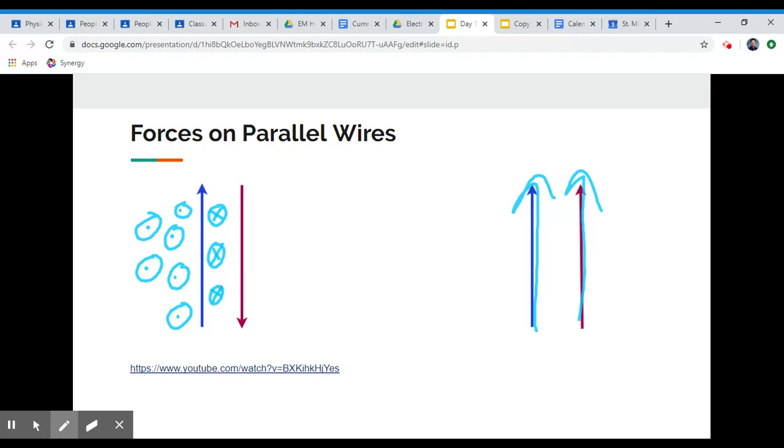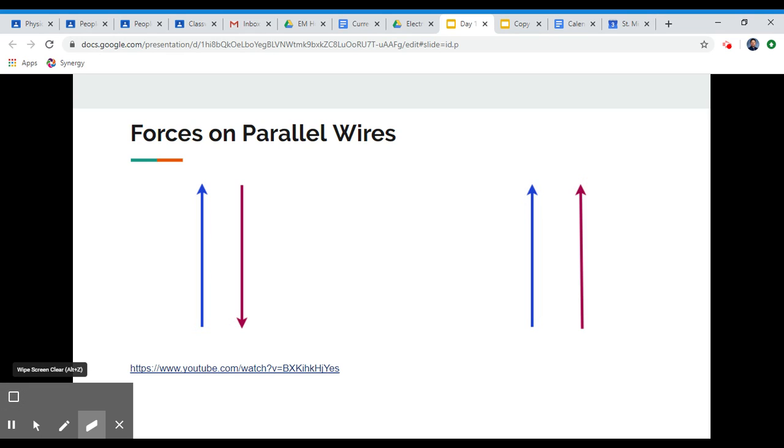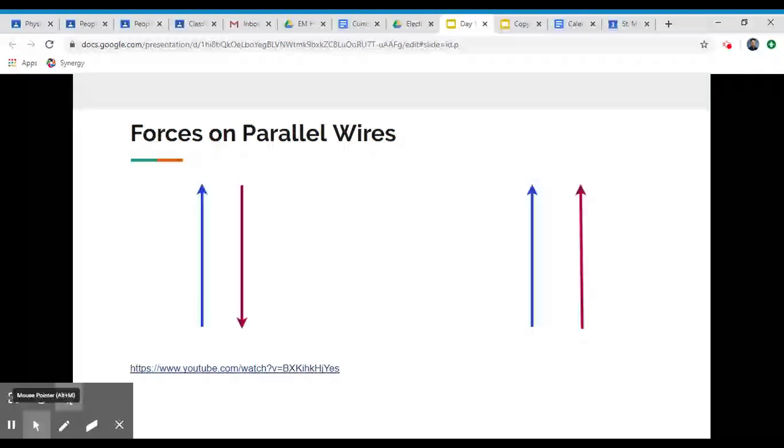Please watch this video, though, down here at the bottom. You can either watch that now or you can watch it in a little bit after I explain the equation. That video does a really good job of explaining parallel wires and how they're either going to repel or attract one another depending on if the currents are going in the same direction or in opposite directions. Okay?